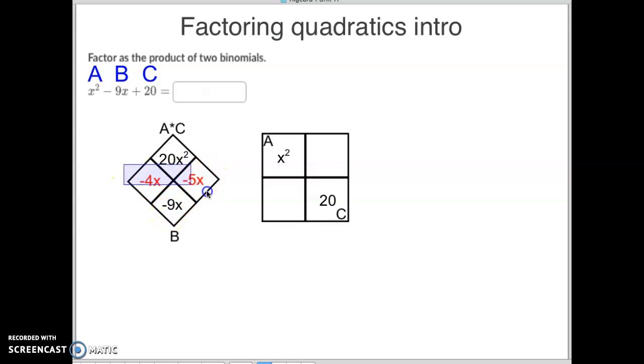Then, whatever you come up with for these two, you need to take those two and plug them in over here. They could go negative 4x here, negative 5x here, or you could switch them around, and it does not matter. It doesn't change the answer.